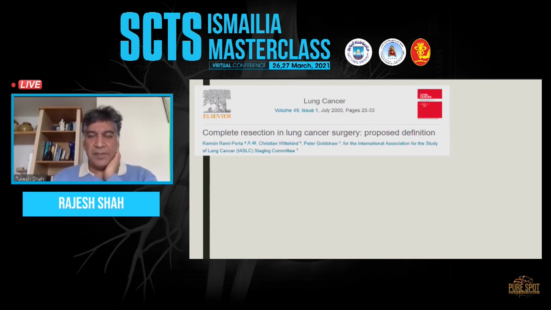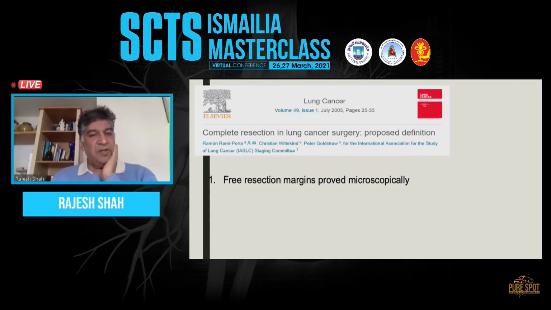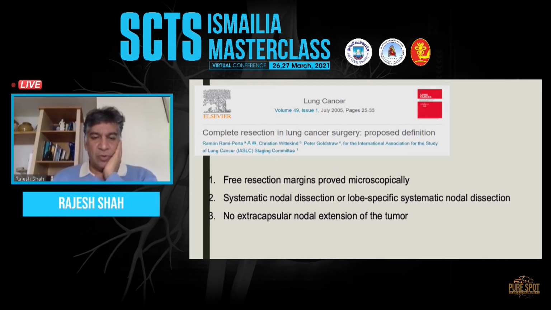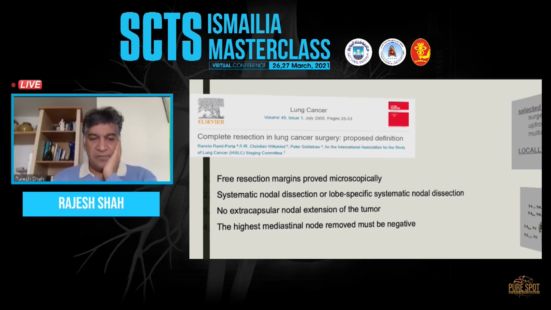Complete resection is what we should set out to do, and it's defined as free resection margins proved microscopically, systematic nodal dissection or lobe-specific nodal dissection to be considered, no extracapsular nodal extension of the tumor, and the highest mediastinal node removed must be negative.